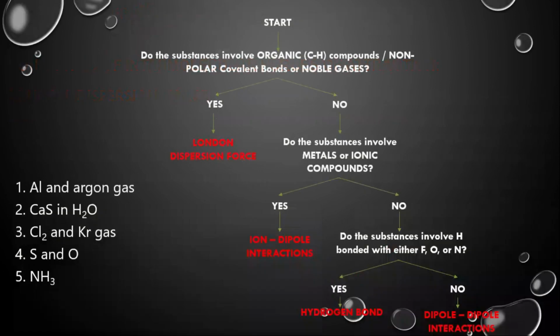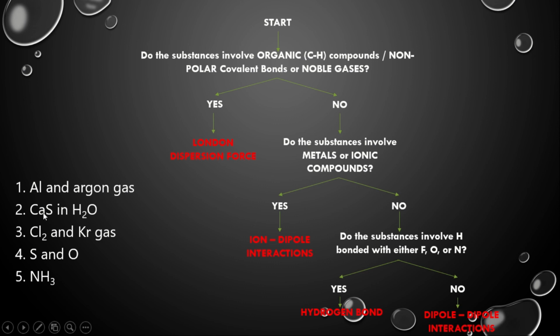So this is a graph that I made para intindihan natin kung paano dapat i-classify ang mga substances. Depende sa kung anong type of intermolecular force meron sa kanila. Number one, aluminum and argon gas. So, pinagsama daw ang aluminum at argon gas. So, mag-start tayo. Do the substances involve organic compounds or non-polar covalent bonds or noble gases? Argon is a noble gas. So, yes, automatically, this is an example of a London dispersion force because of the presence of argon gas.